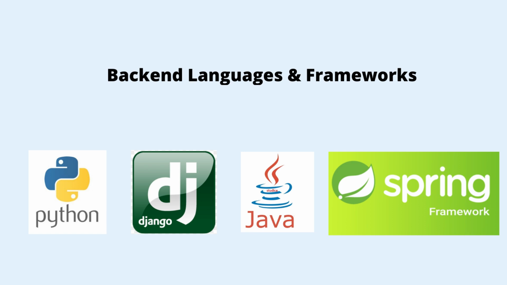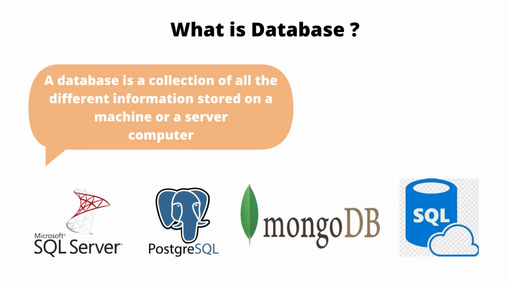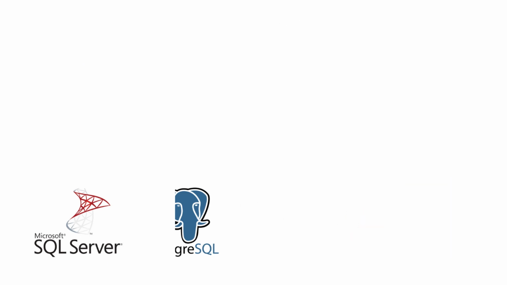Then we have Java. Java provides Spring and Java Server Faces, which are also used for creating the backend of the application. And finally, we have a database, which is used to store the data. A database is a collection of all the different information stored on a machine securely. So we have some databases: MySQL, PostgreSQL, Microsoft SQL Server, Oracle Database, MongoDB.